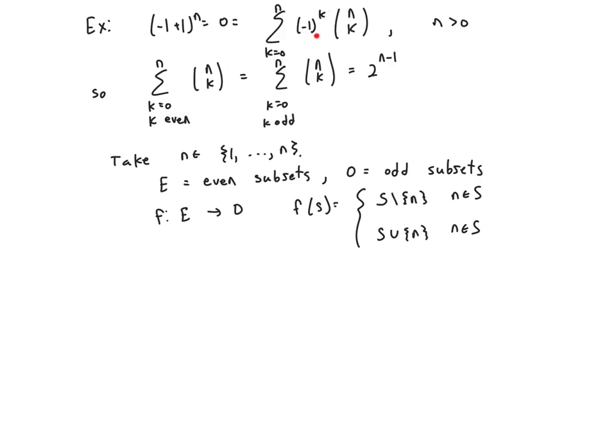Some of the terms are negative, some of the terms are positive. Move the negative terms to the other side. The negative terms correspond to when k is odd. So if you sum over all k even the binomial coefficients n choose k, you get, on the other side, the odd ones. So this is the number of subsets of even size. This is the number of subsets of odd size. And from the binomial theorem, we see that these two numbers have to agree.